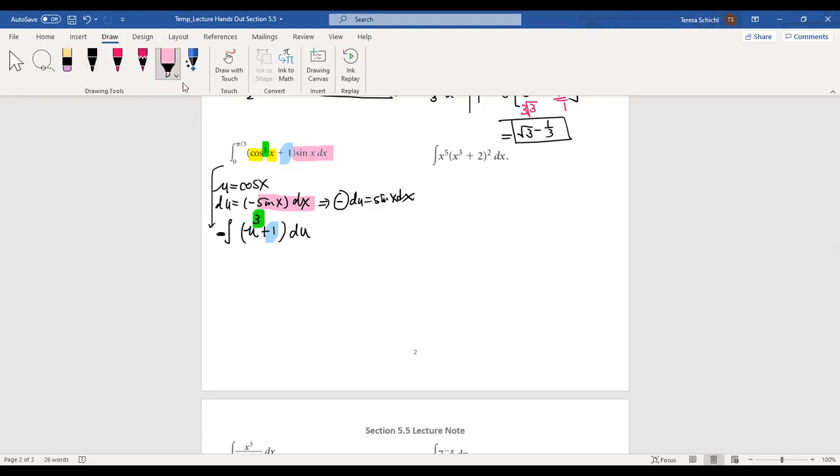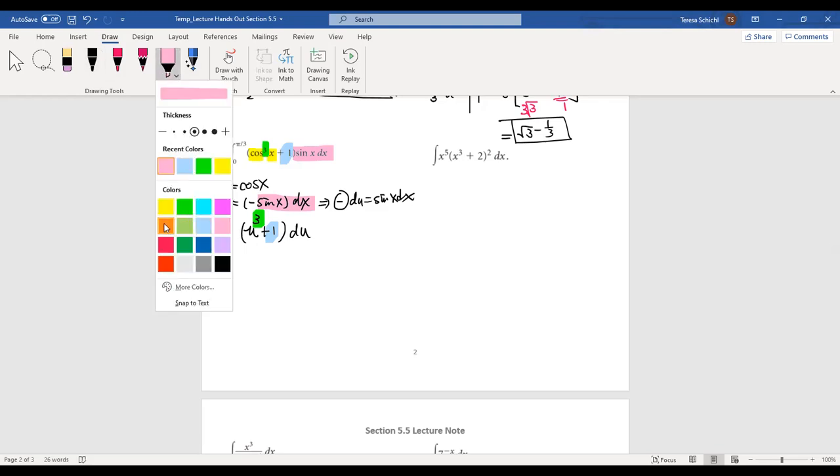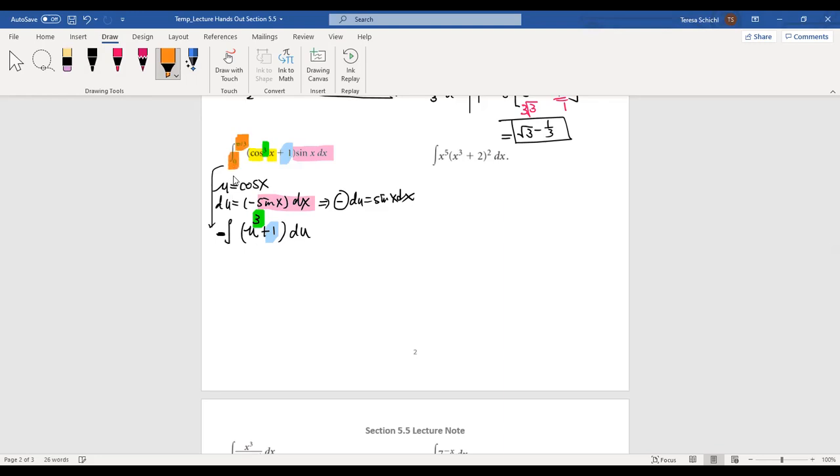So remember, this is half of the boundaries, right? So pi over 3 and 0. My function is a cosine, right? So for cosine, when x equals 0, what is the cosine? Cosine is 1, right? Then when x equals pi over 3, the cosine value is 1/2, right? So the 0, I change it to 1, and the pi over 3, I change it to 1/2, in terms of u.